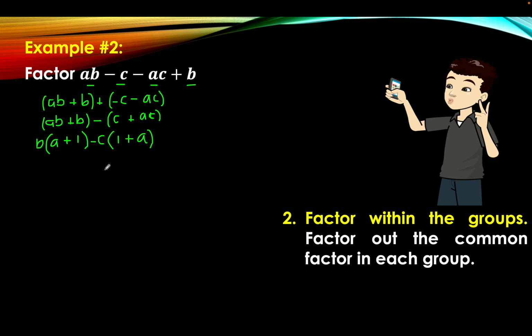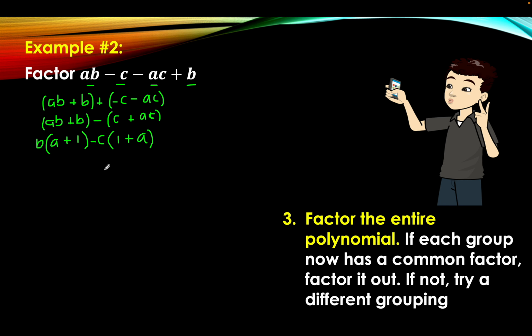Then, after this step, we're going to proceed to step 3, which is factoring the entire polynomial. If each group now has a common factor, we're going to factor it out, and if not, then it is suggested to try a different grouping. Fortunately, after grouping the terms and removing their common factor, there is a common factor. As we can see, the quantity a plus 1 is common to both groups.